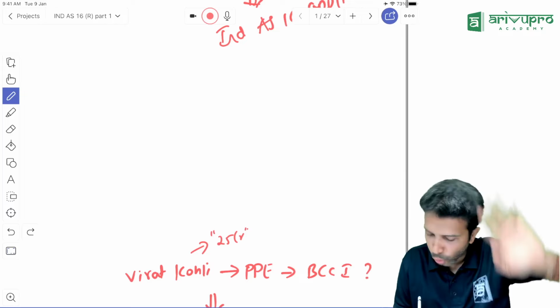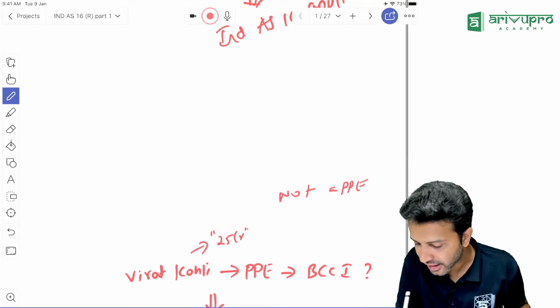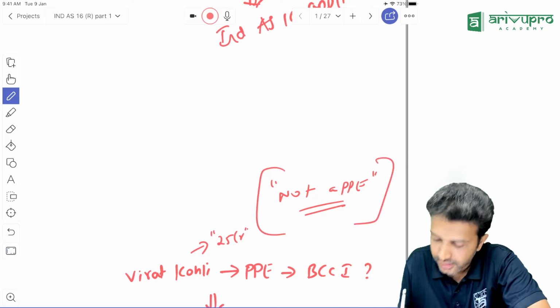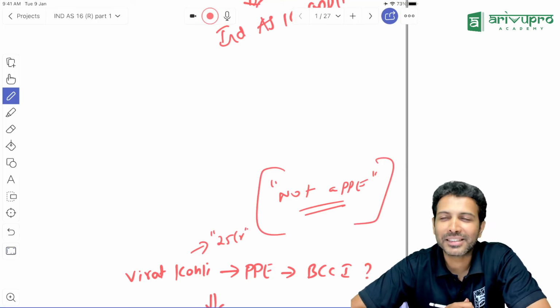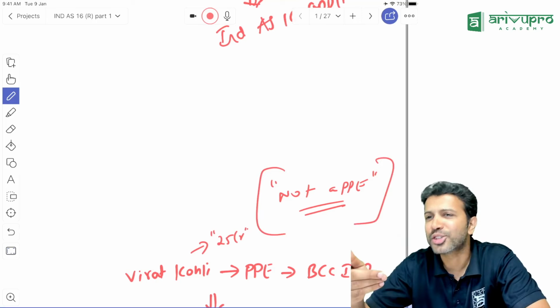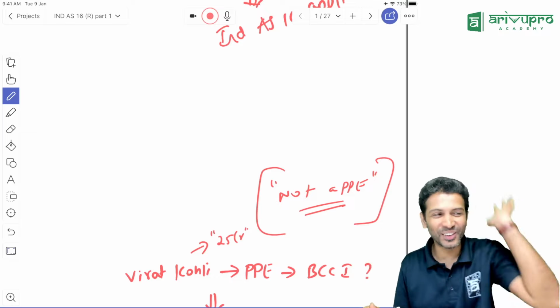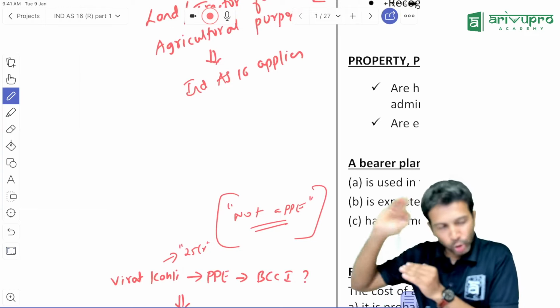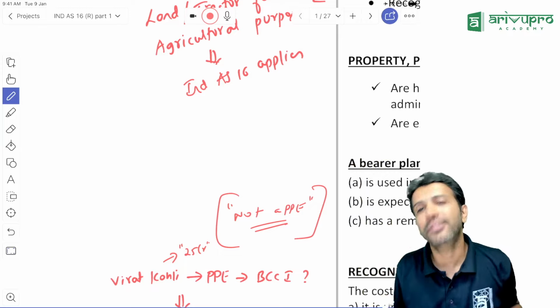The answer is still no. It is not a PPE. It is not a PPE. BCCI cannot show Virat Kohli as a PPE. Why, sir? Perfect. I think Ayush, right? Ayush should sit here. Best person. Awesome. Good. He is able to remember everything. Okay. Yes, sir. It looks like it is satisfying every criteria. One criteria it is actually failing.